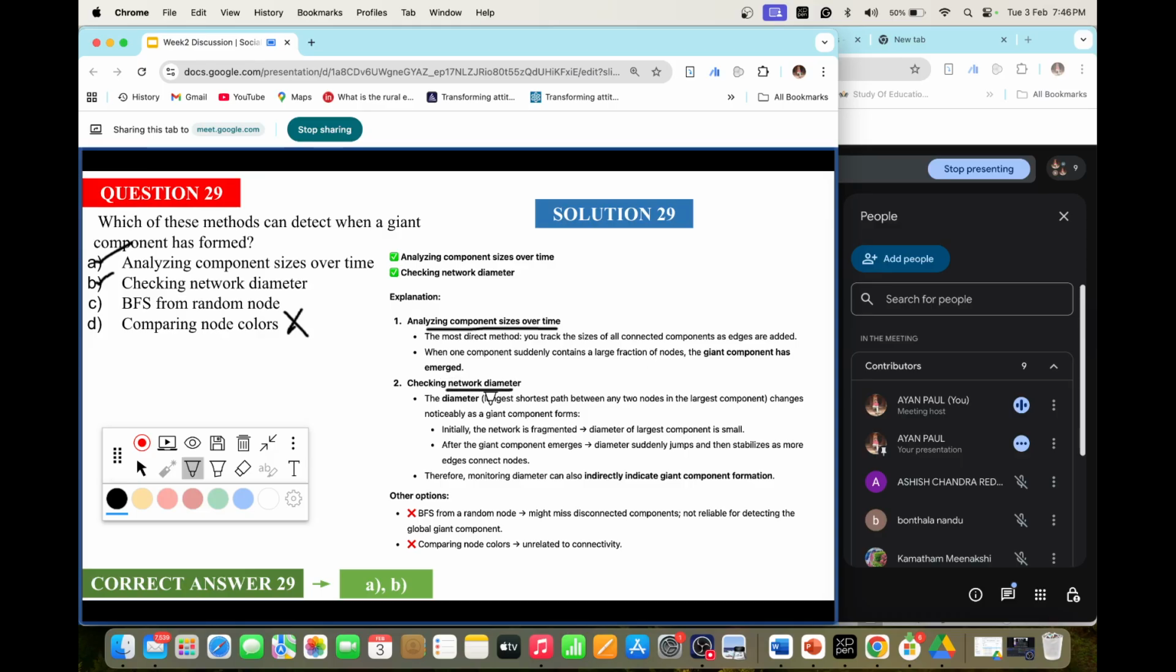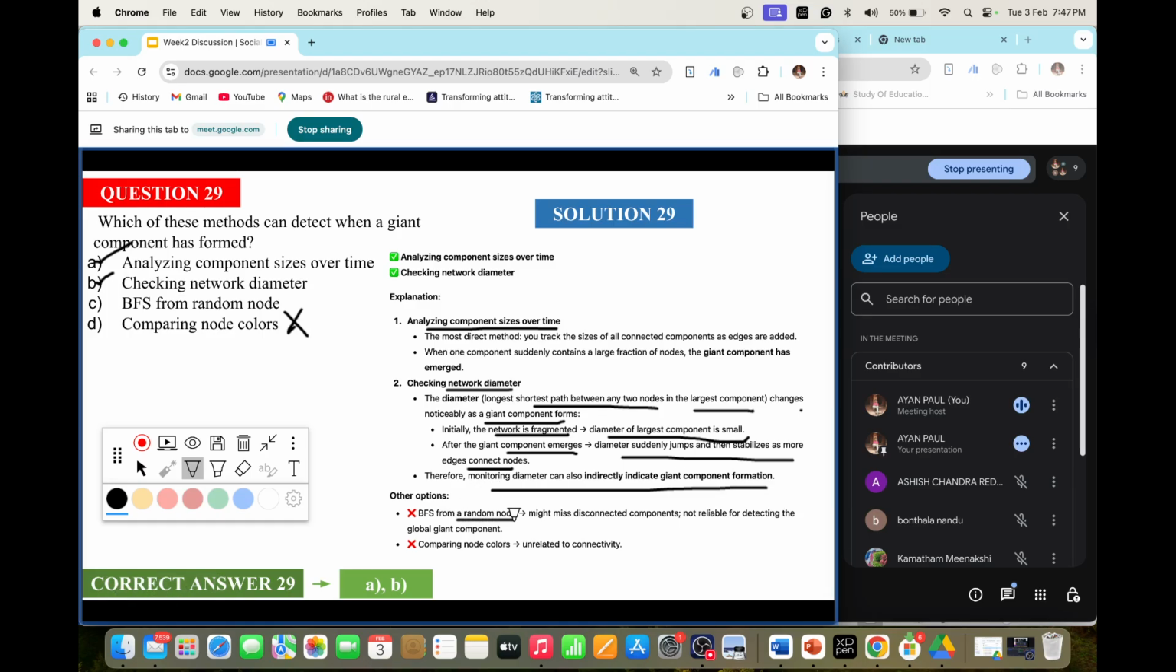Checking the network diameter, the longest shortest path between two nodes in the largest component, changes noticeably as a giant component forms. Initially the network is fragmented, so the diameter of the largest component is small. After the giant component emerges, the diameter suddenly jumps and the trend stabilizes as more edges connect the nodes. Therefore, monitoring diameter can also indirectly indicate giant component formation.